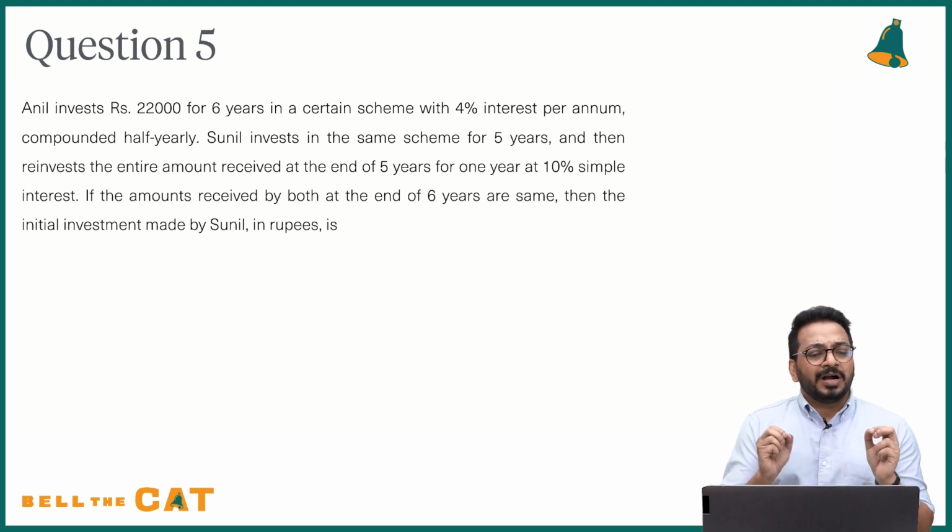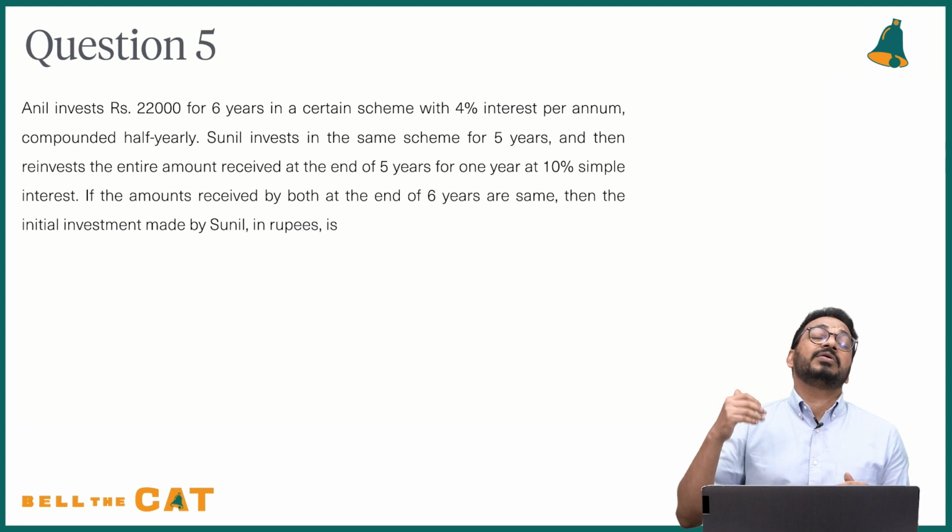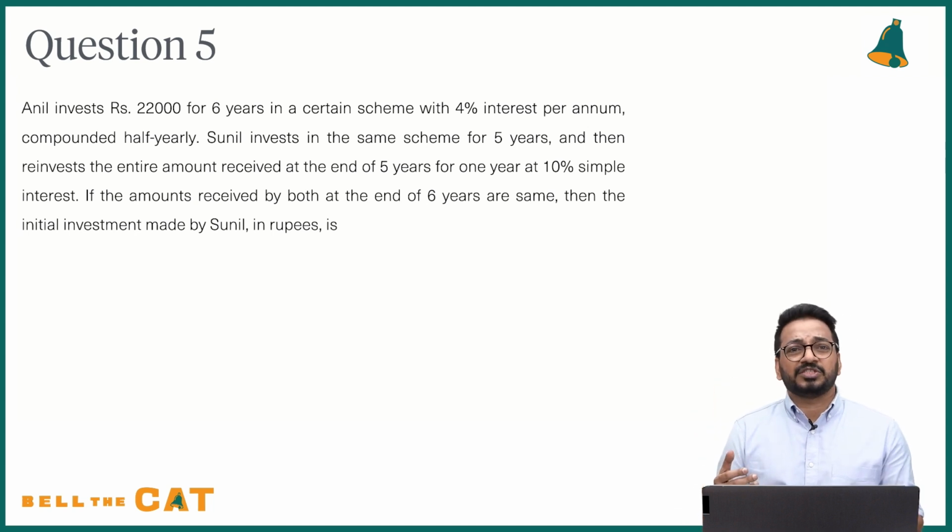What are they saying? Anil invests 22,000 for 6 years in a certain scheme with 4% interest per annum, compounded half yearly. Now, compounded half yearly means what? Usually the formula is P into 1 plus R by 100 whole power N. P is the principal, R is the rate of interest, N is the number of years.